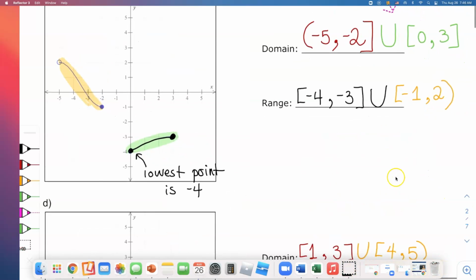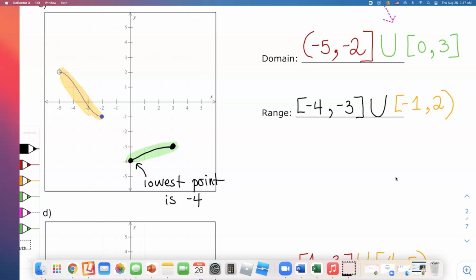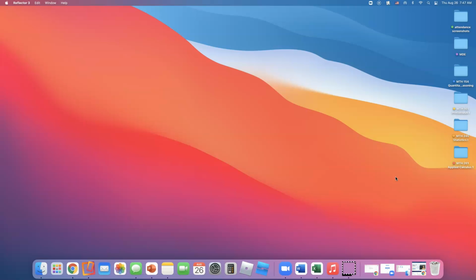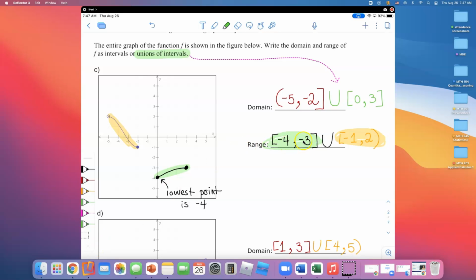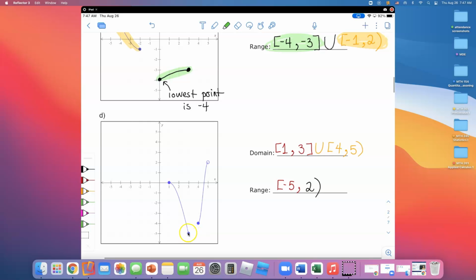So the first one, we had a union of intervals for the range because the first 2 pieces had a gap, right? There was an interval where the graph didn't touch the y values. That's why we had a union of intervals, because we had to say that there was a gap. It wasn't continuous. But for this one, the graph started here and it went all the way up to 2, and there wasn't any gap in between. Okay, so that's why for the second one, the range is just a single interval. We didn't have to put a union.